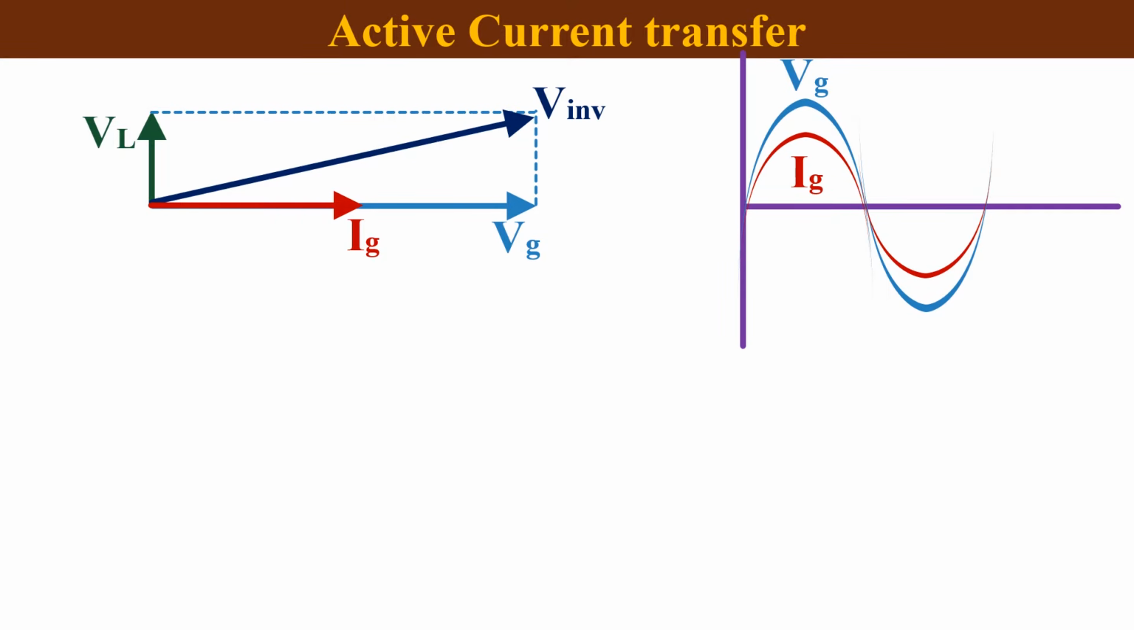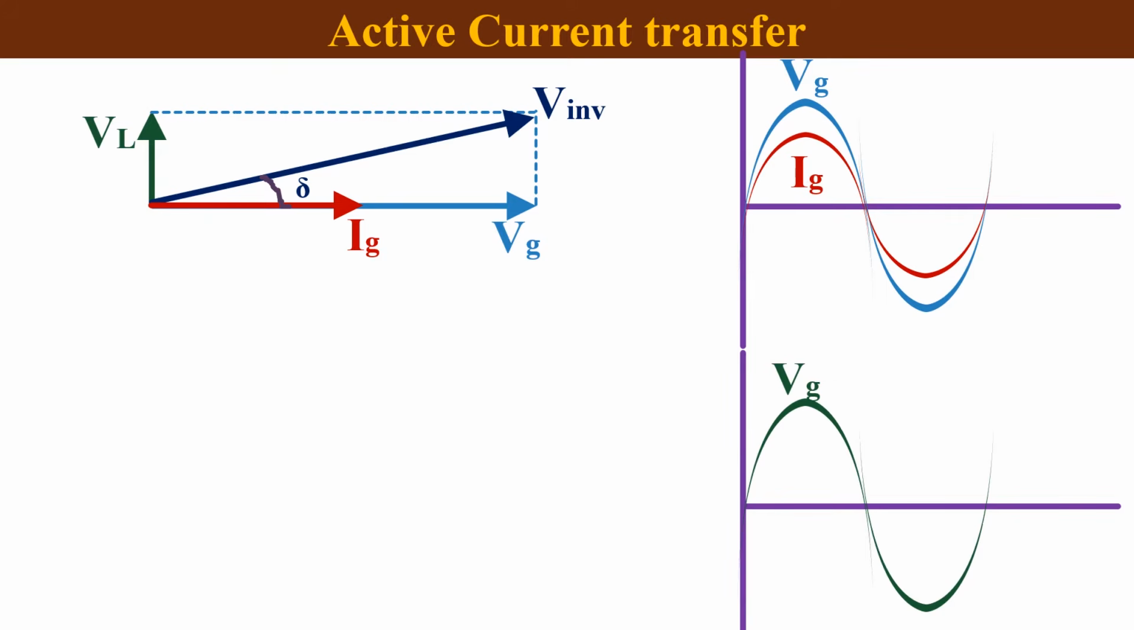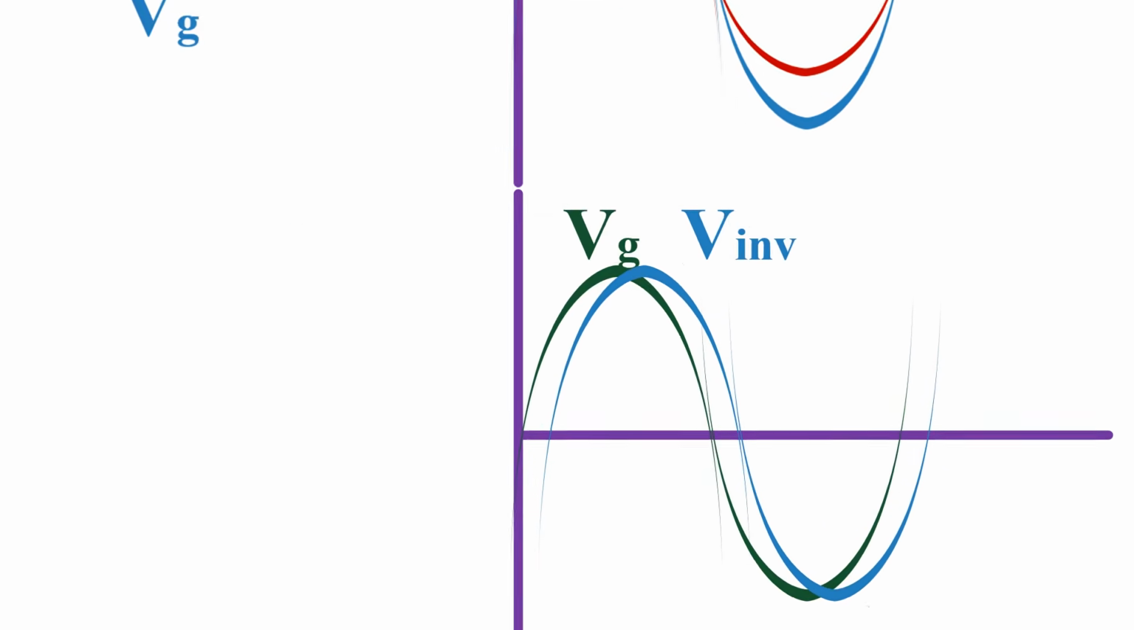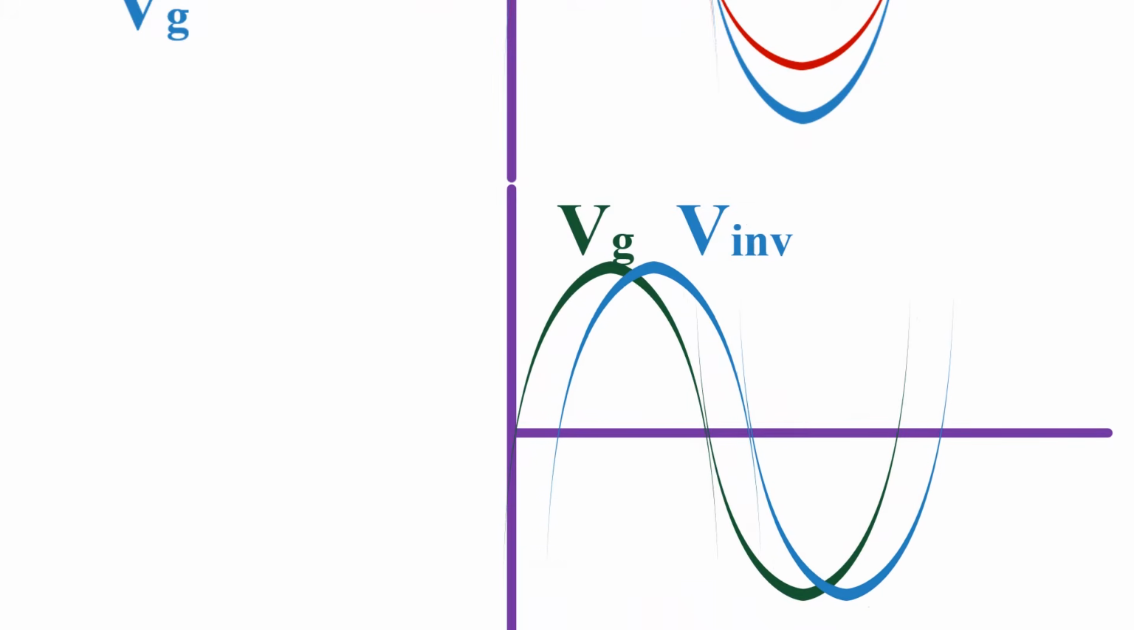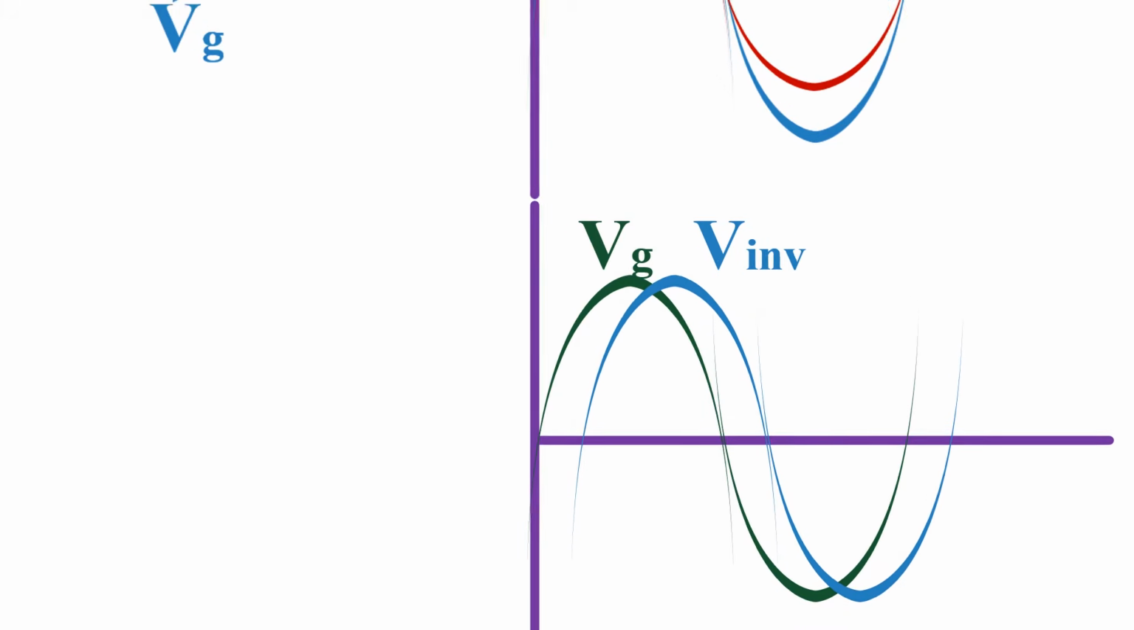From the phasor diagram, it is clear that inverter voltage leads the grid voltage by a small angle, and the magnitude of the two voltages are almost the same. So we can conclude that, in order to send active current to the grid, the inverter needs to generate a voltage, which has to lead the grid voltage by some angle. We can increase or decrease the current by adjusting this angle.